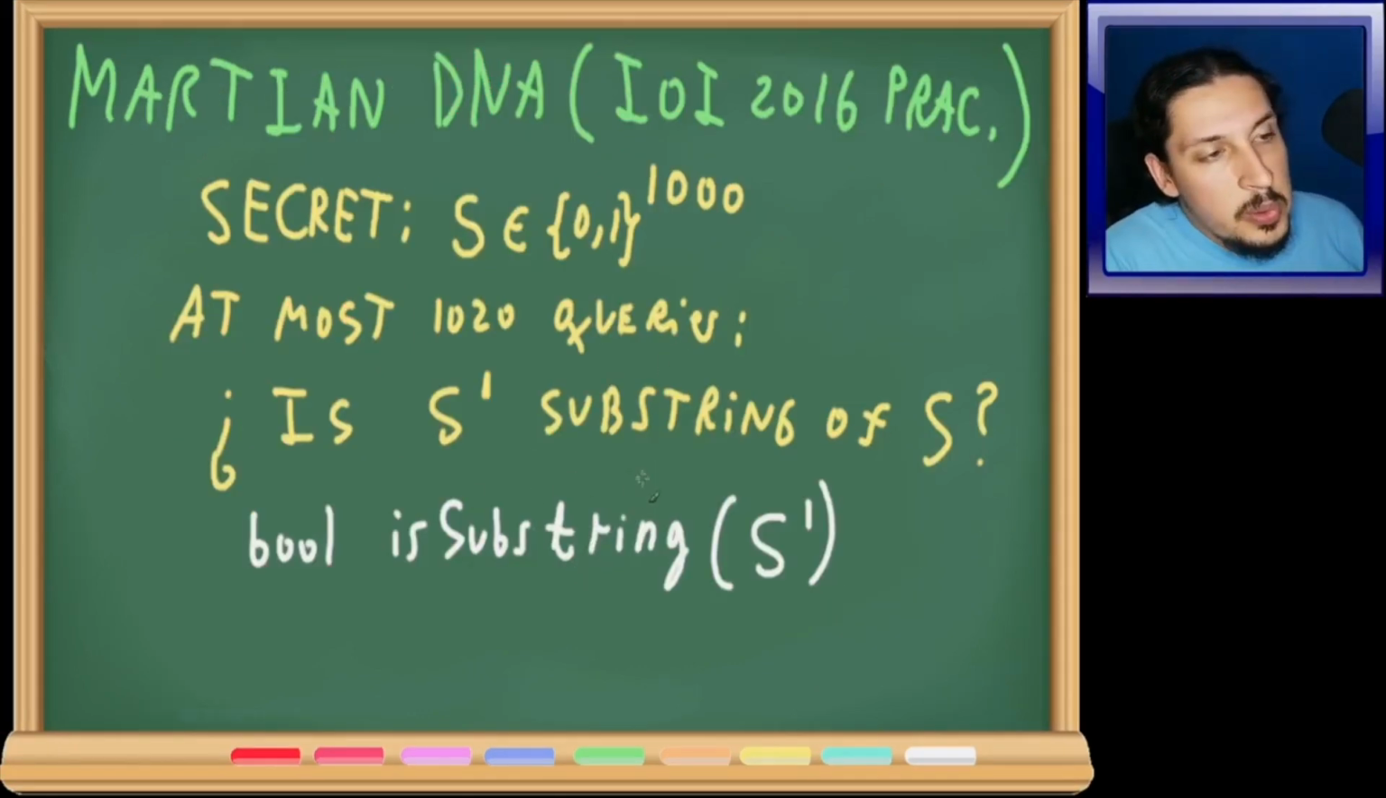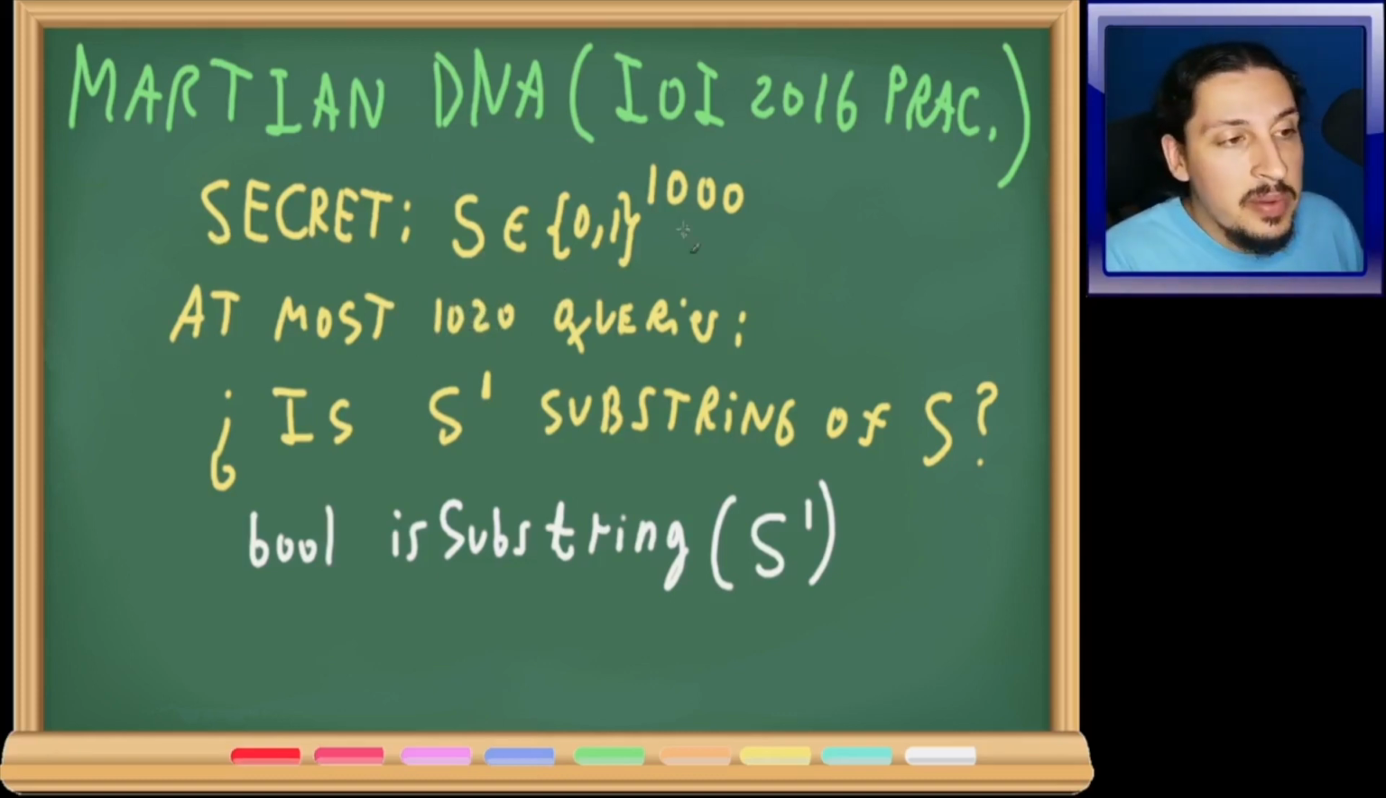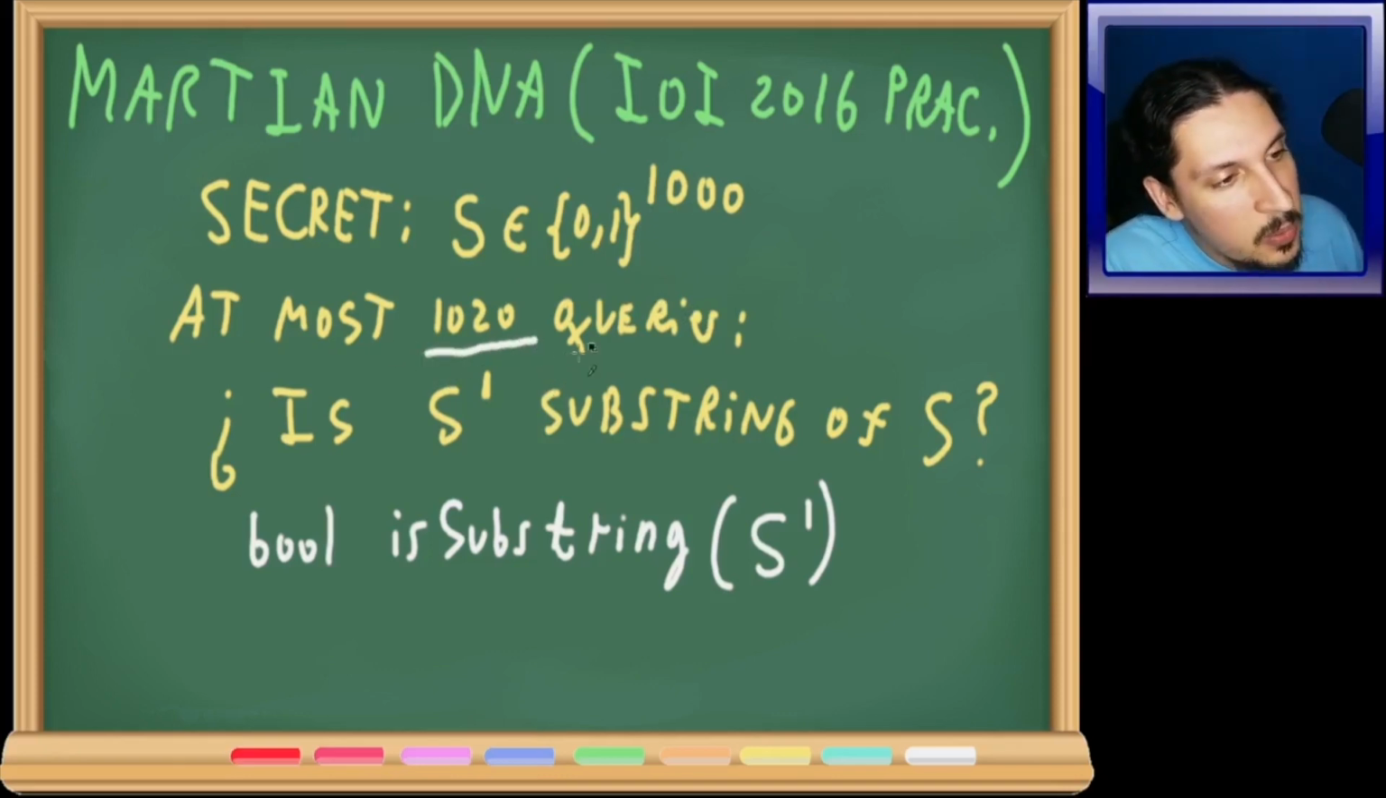Now, I want to show you an example of a real problem from the IOI 2016 practice problems. It's called Martian DNA, and basically it's about discovering a secret, just like the examples we've been doing. What is the secret? The secret is a binary string of length 1,000. So 1,000 binary digits. And we have at most 1,020 queries, and the queries are yes-no queries.